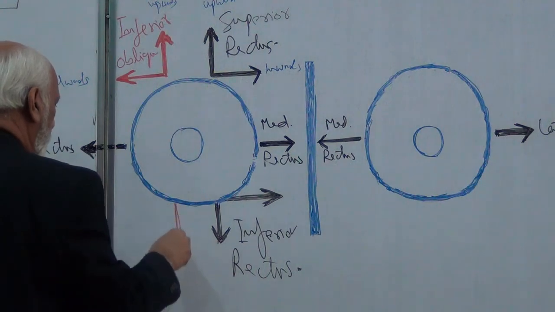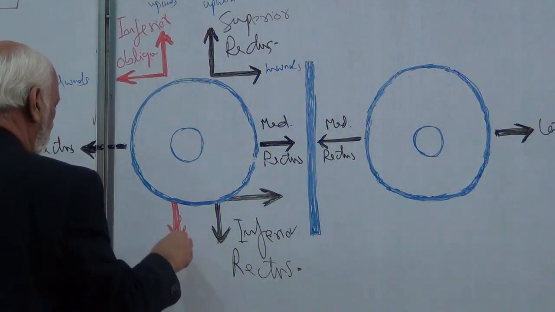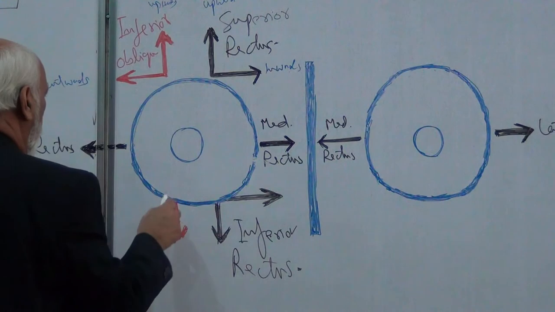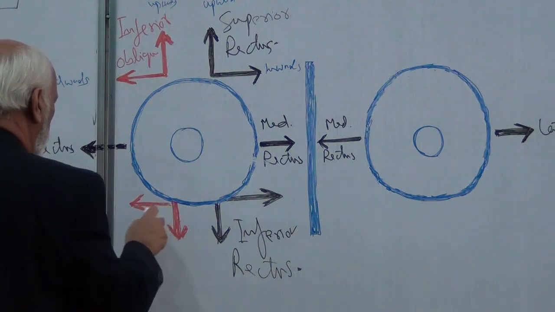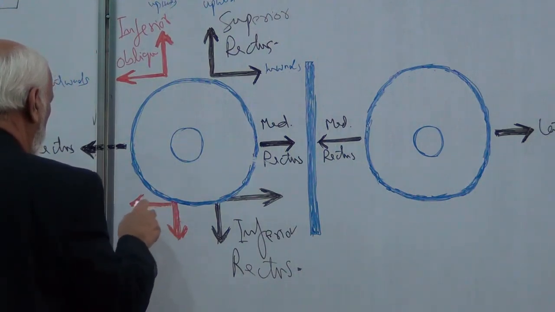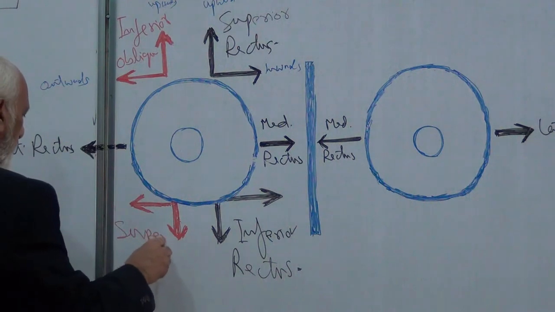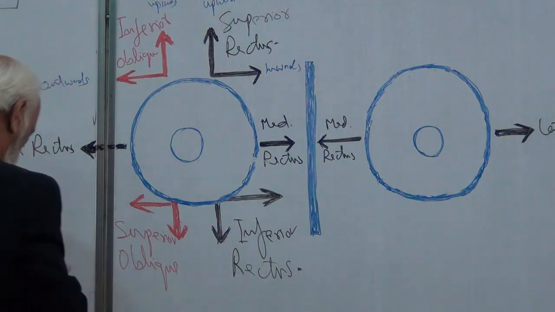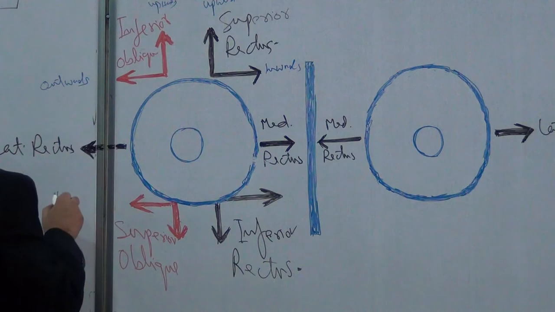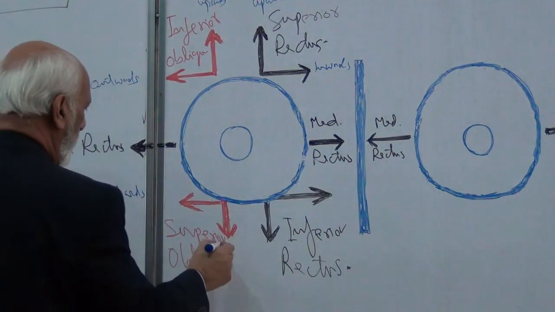Superior oblique moves the eyeball downwards and outwards. This is superior oblique, not inferior. Move the eyeballs outwards and downwards.